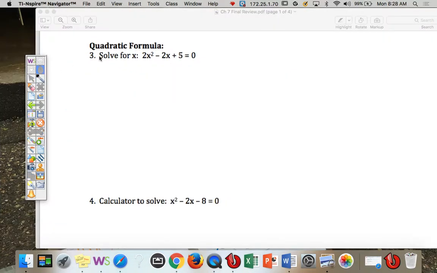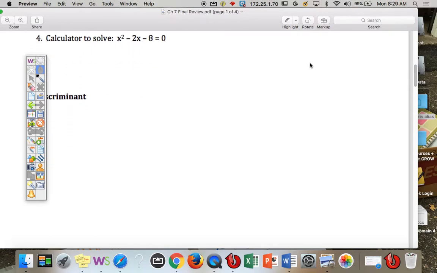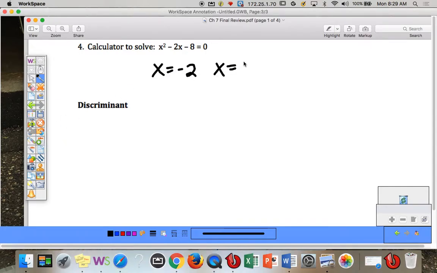So for number 4 right here, we can say that x is now negative 2, and the other one was 4. So you can do it by graphing as well.